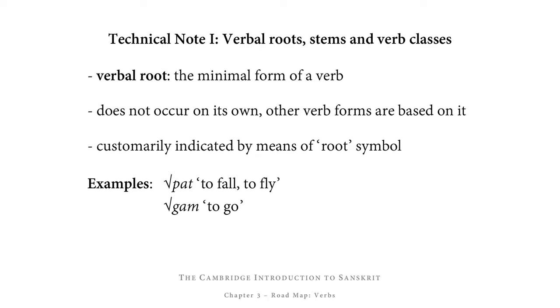A verbal root is customarily indicated by means of a root symbol that you also know from mathematics. And so, for example, pat would mean "to fall" or "to fly," gam would mean "to go." Pat and gam are examples of Sanskrit root forms, and they are marked as such by means of the root symbol.